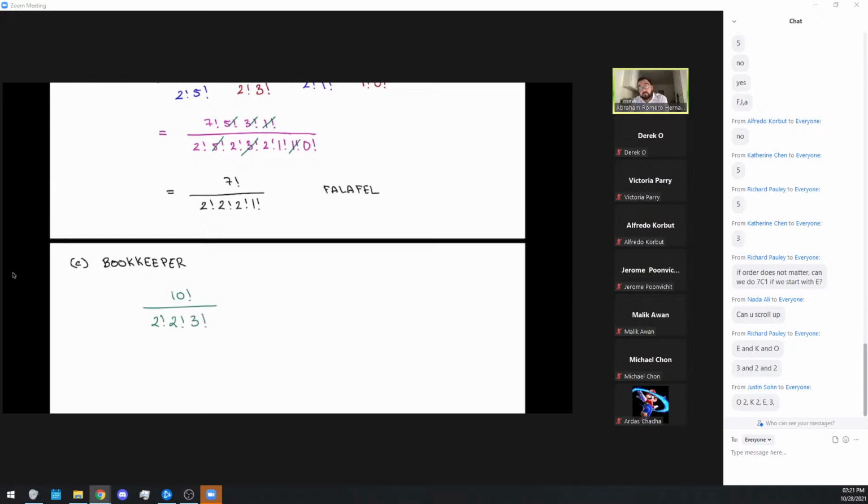I don't have to worry about the ones because 1 factorial is not going to affect it at all, because it's just 1 times 1. So I don't care about the ones, nor do I need to write the ones. But this is the solution. Any questions?